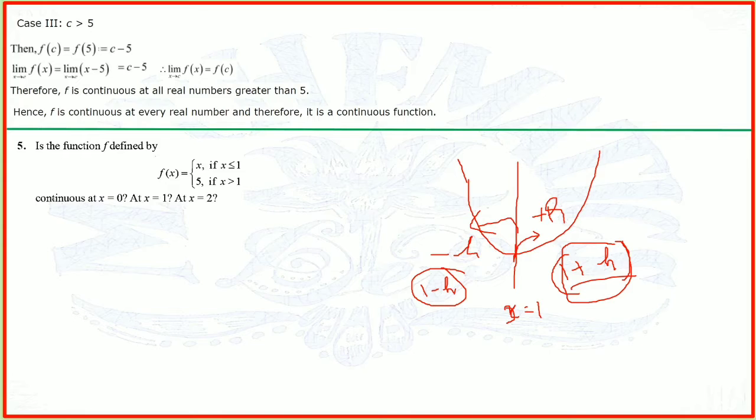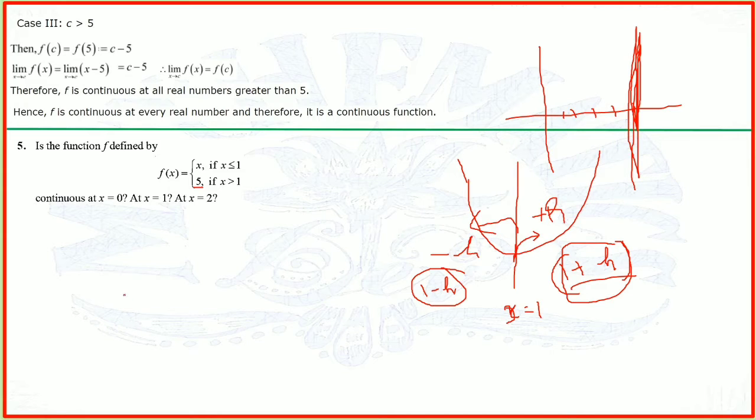So now the question is whether this function is continuous at x is equal to 0, at x is equal to 1, or at x is equal to 2. So at 3 points we have to check whether this function is continuous or not. When x is greater than 1, it is always equal to 5. So that is a constant line, so it is always a continuous function. This line is x is equal to 5, which is always continuous.